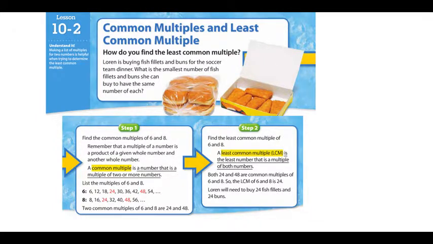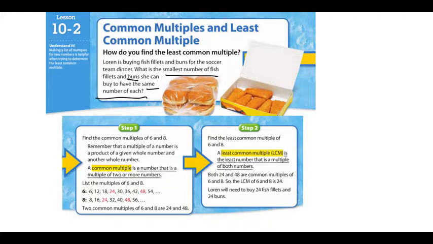Okay, let's look at this story problem to help us see how we would use this in the real world. How do you find the least common multiple? So here's the problem. Lauren is buying fish fillets and buns for the soccer team dinner. What is the smallest number, I'm going to underline that, the smallest number of fish fillets and buns she can buy to have the same number of each?